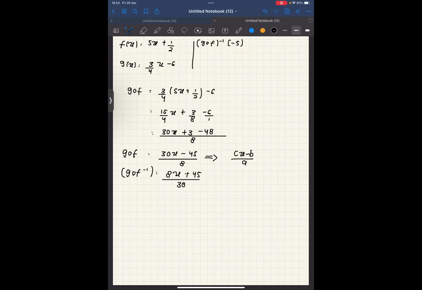Now we are going to change the x to minus 5, so 8 multiplied by minus 5, plus 45, over 30. So this is going to be minus 40 plus 45 over 30, which is 5 over 30 or 1 over 6. This is the answer of the g of f inverse, when we change the x to minus 5.